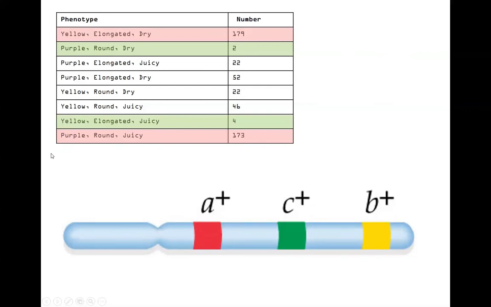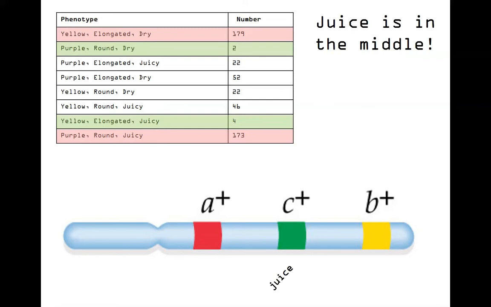The original parental phenotype being purple, brown, and juicy. Here, purple and round are still together. That's going to be like that A and B still together, but now dry has been exchanged. So we know that juicy is in the middle. That's going to give us a really good jumping off point because in the next couple of phases, we're going to end up calculating the distance between whatever gene's over here and juicy, and whatever gene is over here and juicy again. So we're looking at these two regions.